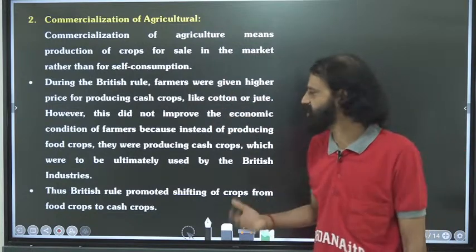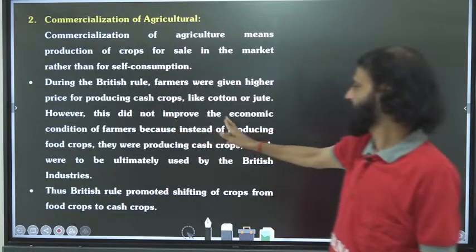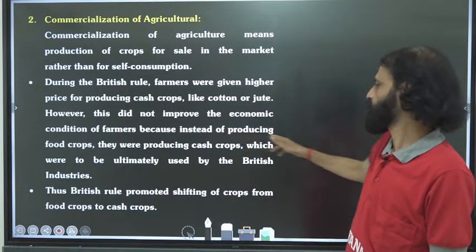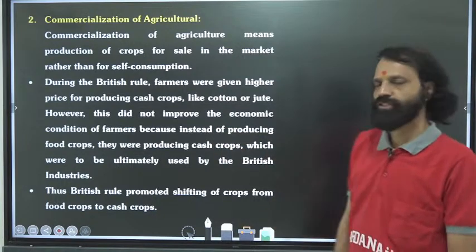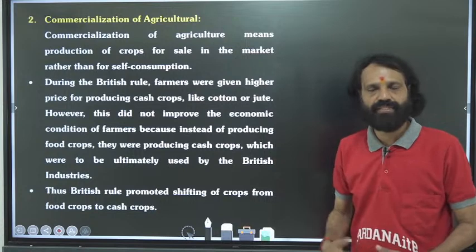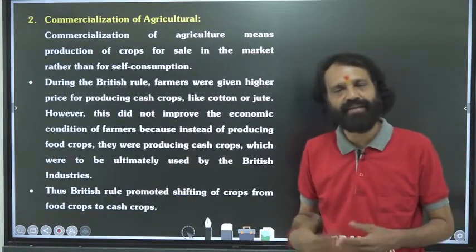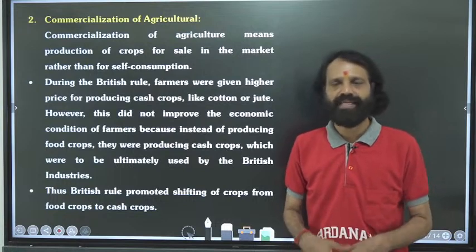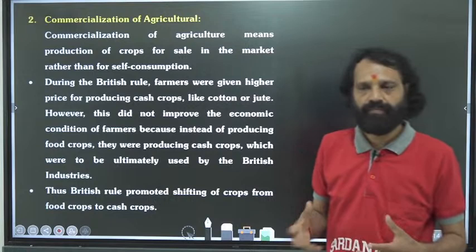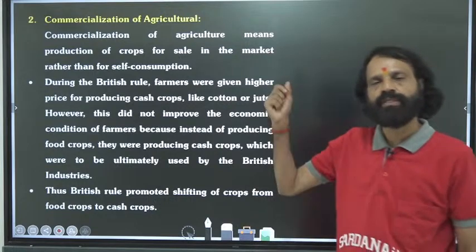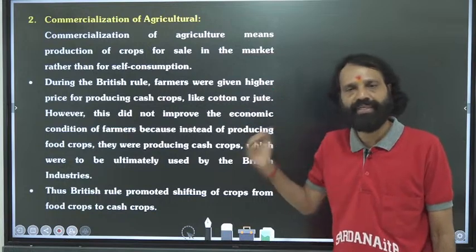The production increased. They did not improve the economic condition of farmers, because instead of producing food crops, they were producing cash crops. Our farmers produced more cash crops than food crops. The cash crops Britishers collected and took to Britain. They have taken all the cash crops to Britain.